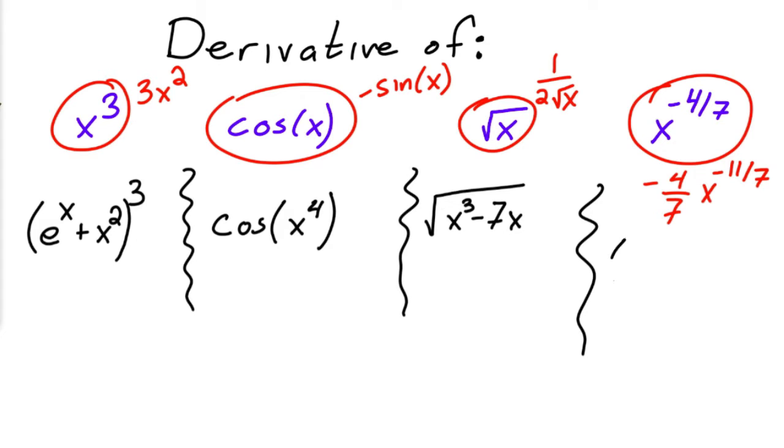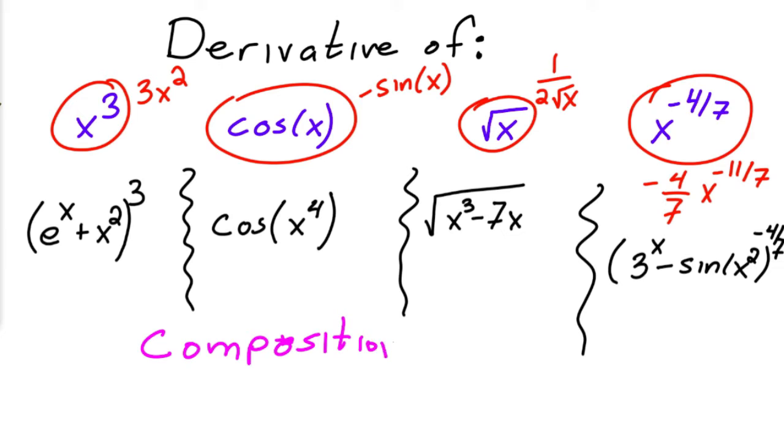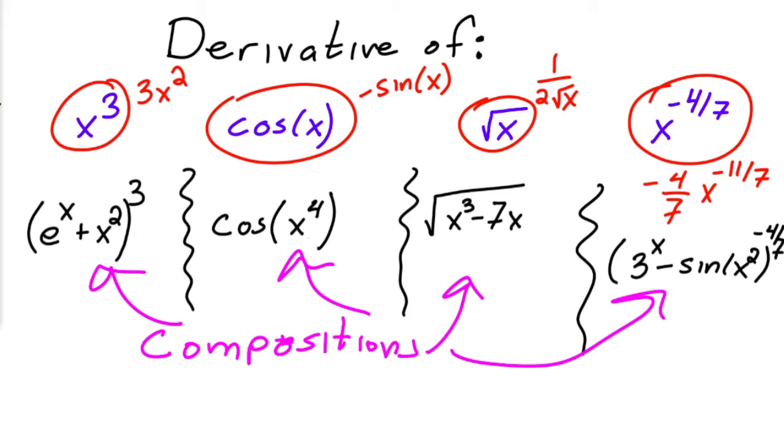And let me do an example like this one. Instead of x to the negative 4/7, what if I have 3 to the x minus sine of x squared all to the negative 4/7. These are all examples of compositions of functions. All of these right here are compositions of more than one function, sometimes two, or it could be more. And so when you have a composition of functions, the usual rules of derivatives don't apply because it's a different situation.